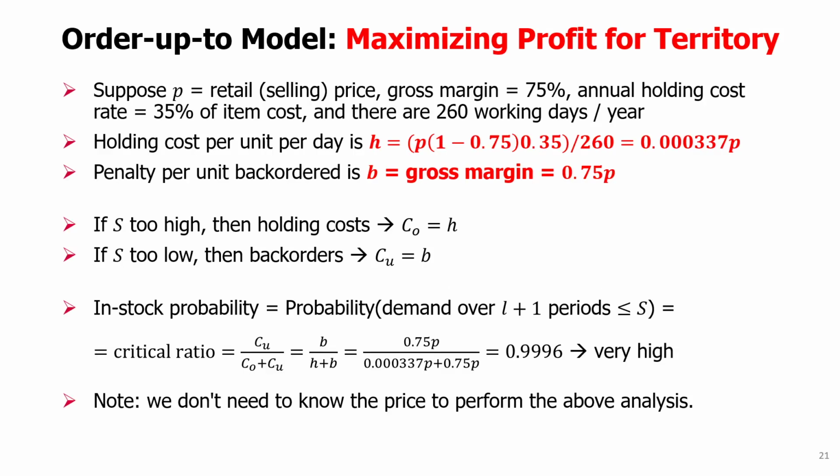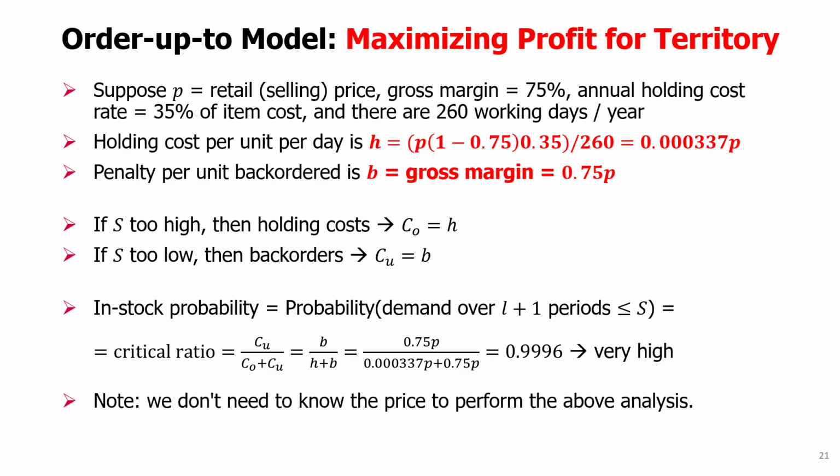Order up to model, maximizing expected profit. In the previous video lectures, we saw that we can set the order up to level such that we achieve a certain service level, for example, in stock probability. We can also try to maximize profit and set the order up to level such that the profit is maximized. But for that, we need some kind of measures that will help us determine the overage and underage costs, similar to the news vendor model.